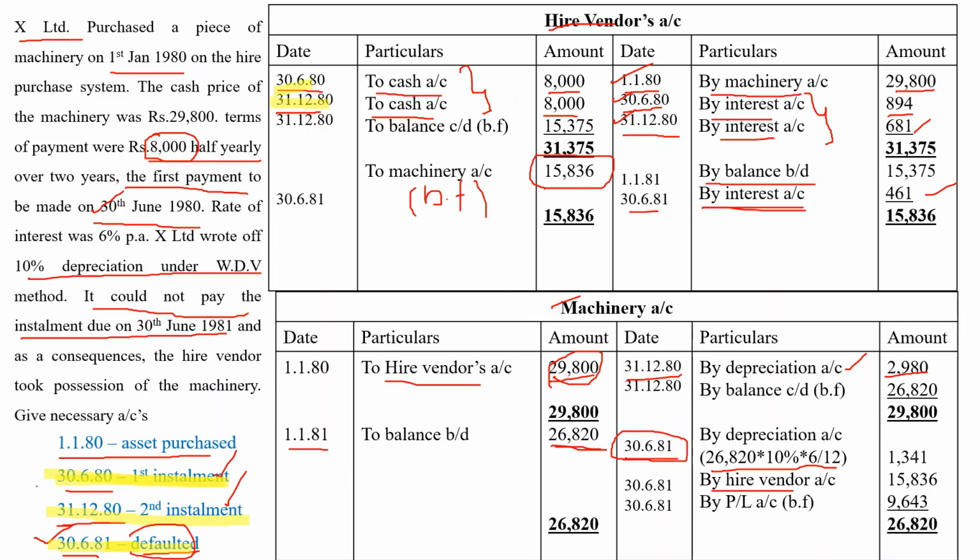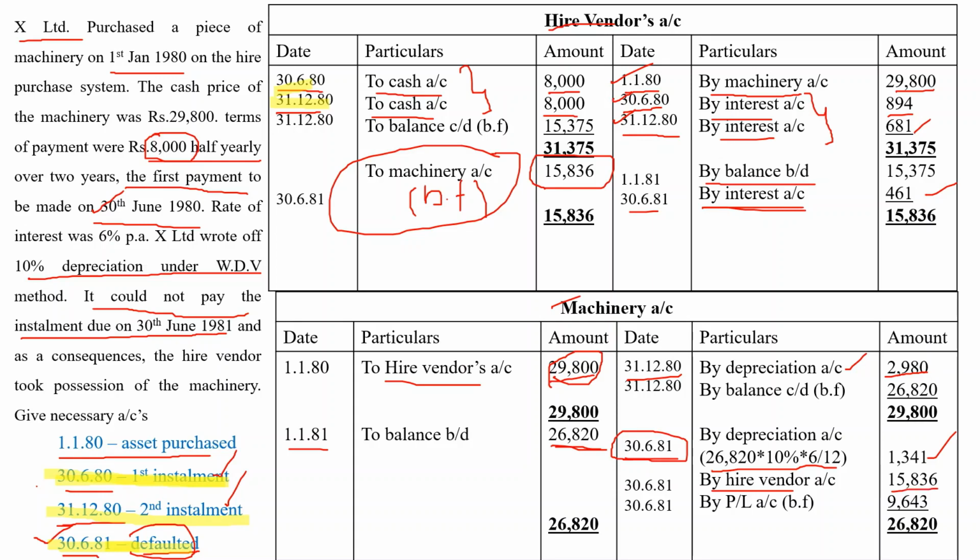So only for 6 months the asset is used by the buyer. Only for 6 months we are charging depreciation. The amount of depreciation is 1,341. Then in the hire vendor account, we have calculated one balancing figure which is transferred to machinery account. That amount only I am transferring here.